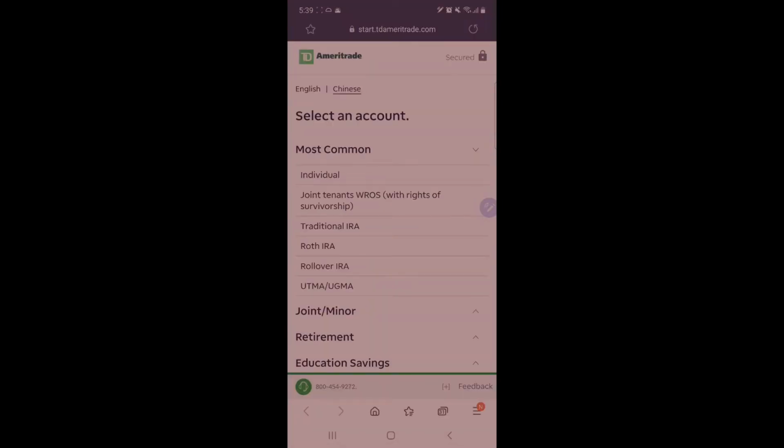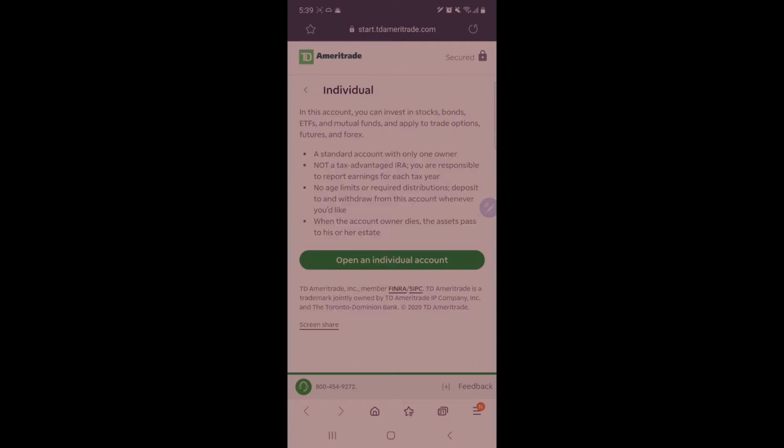And just for retirement, so you're gonna wanna do individual right here. Okay, so these IRAs that you see right here, these are specifically retirement accounts. I can do another video on those. That's a whole nother story. Roth IRA and traditional IRA are different, so you're just gonna do an individual. That's just stocks itself. Yeah, so it says here in this account, you can invest in stocks, bonds, ETFs, and so on. Great. Standard account, one owner.